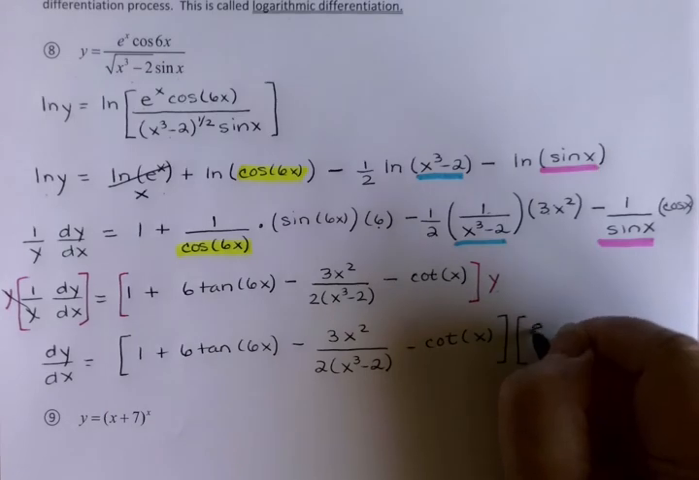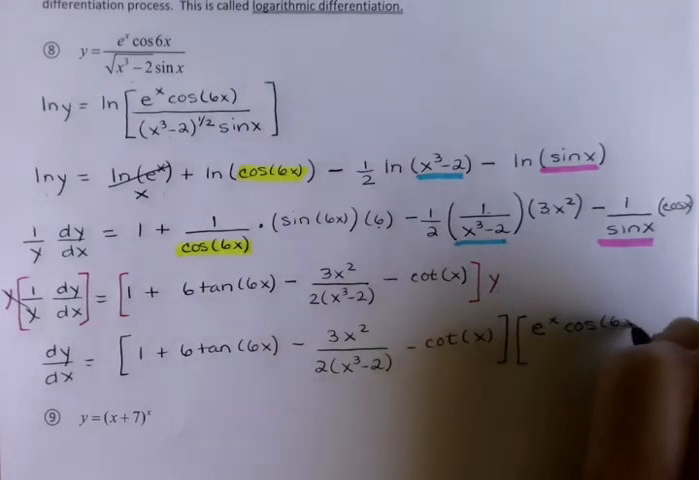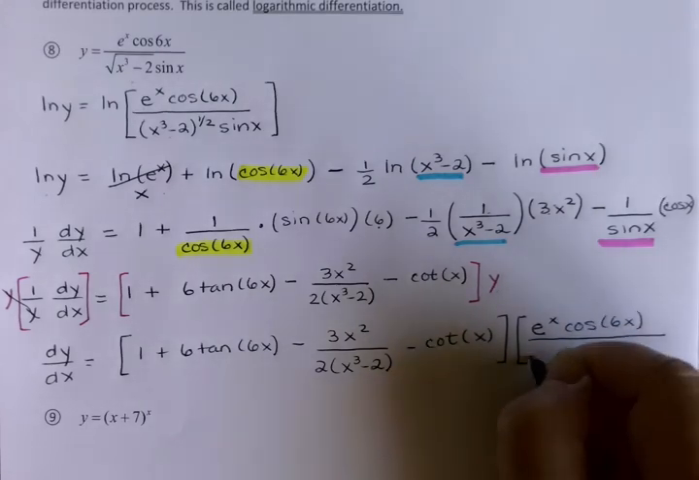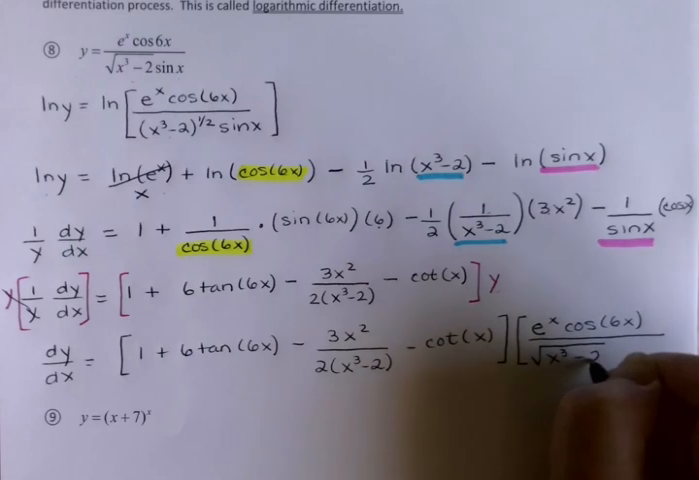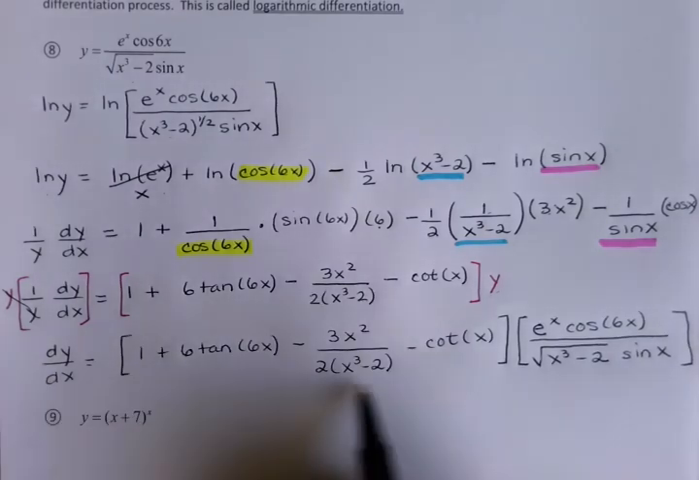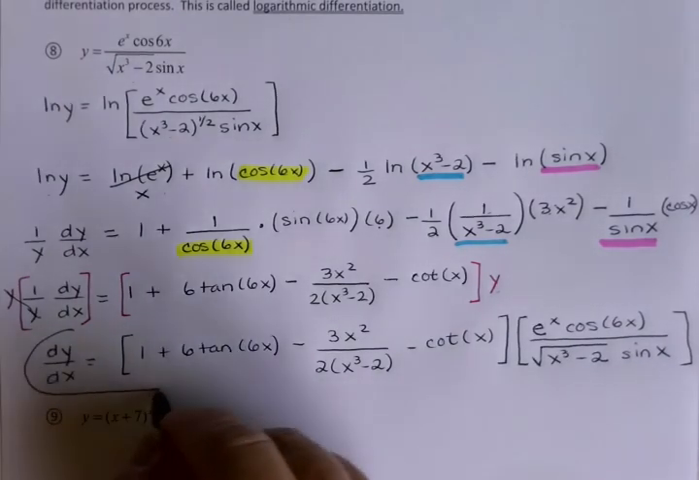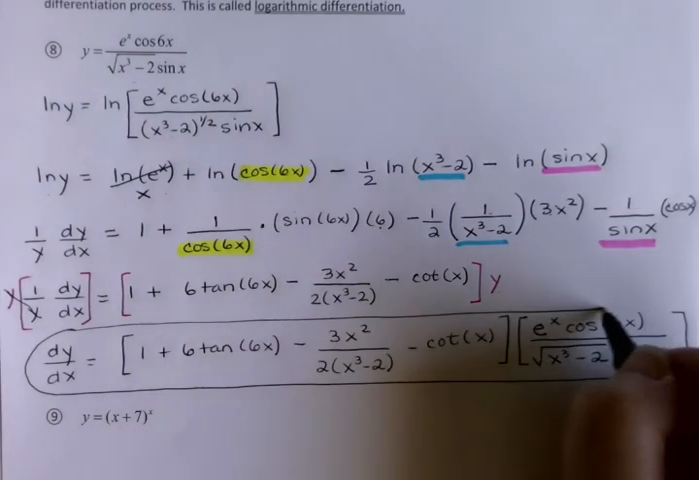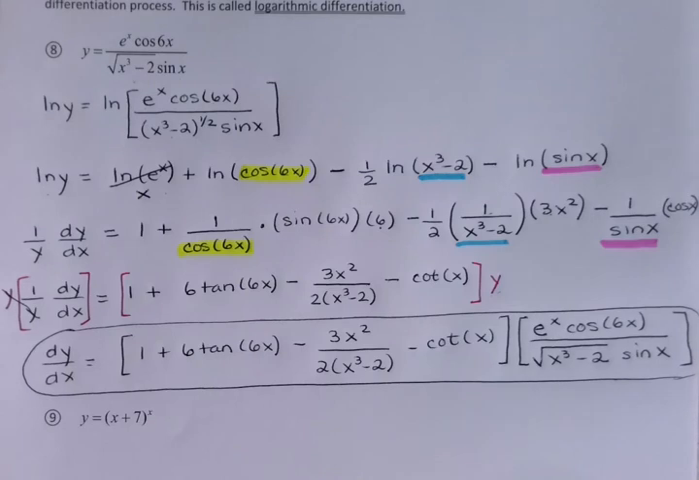Y is actually equal to e to the x cosine 6x over the square root of x cubed minus 2 times the sine of x. And that way my final answer, again, it's still a mess, but my final answer only has x's in it. And notice we've avoided multiple product rules, quotient rules. We still had some chain rules, although we avoided some of them by doing this. So the process of logarithmic differentiation can save you a lot of work in terms of all of those extra derivative rules.